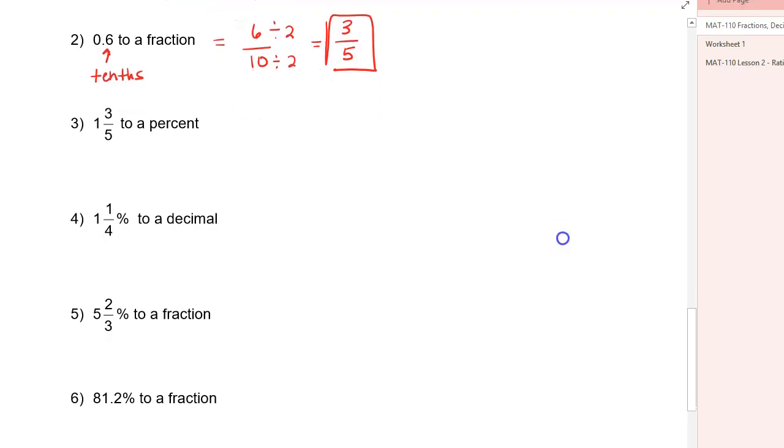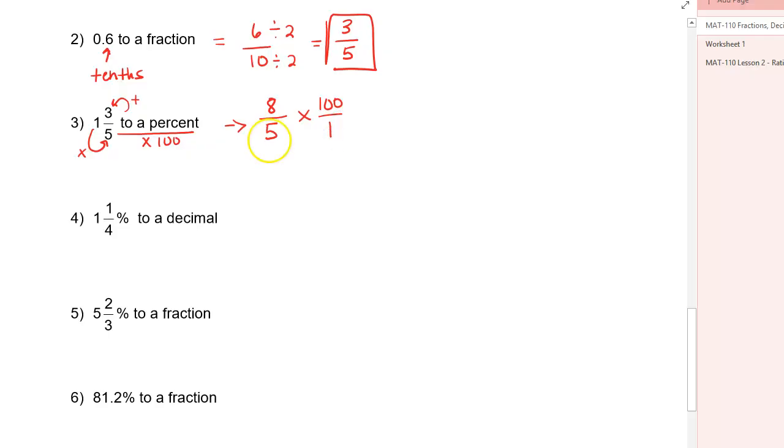Number 3, 1 3/5, we want to convert to a percent. Remember, when you're converting to a percent, you multiply by 100. So I'm going to do this the long way just so you can see what all goes on behind the scenes. So I'm going to write 1 3/5 as an improper fraction. So remember, you do 1 times 5, which is 5, and then you add 3 to that, which gives you 8. And you write it over the original denominator. And then we're going to multiply this times 100.